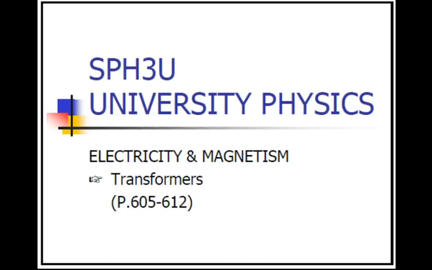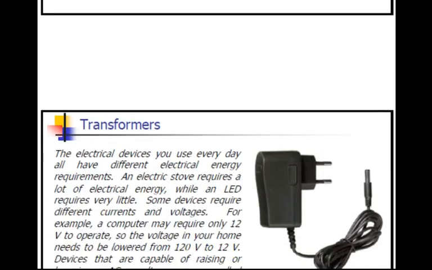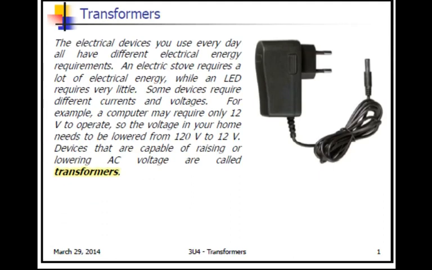This is the last lecture in Unit 4, and it's on transformers. So we're now going to look again at the interaction between electricity and magnetism. You might have seen a device like this. This is a charger for a phone or some other device. It actually transforms the energy or the voltage from your wall outlet from 120 volts to a lower voltage that's needed for electronics, like 12 volts or lower.